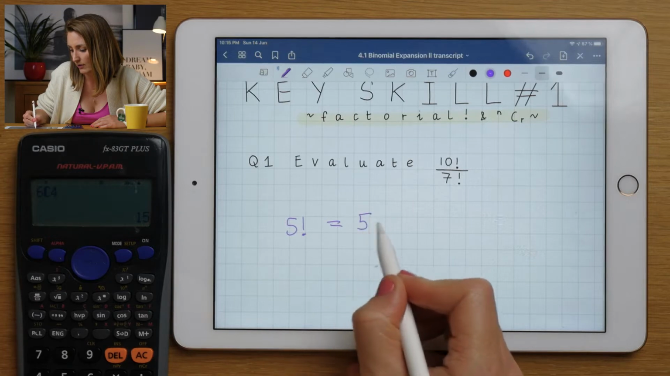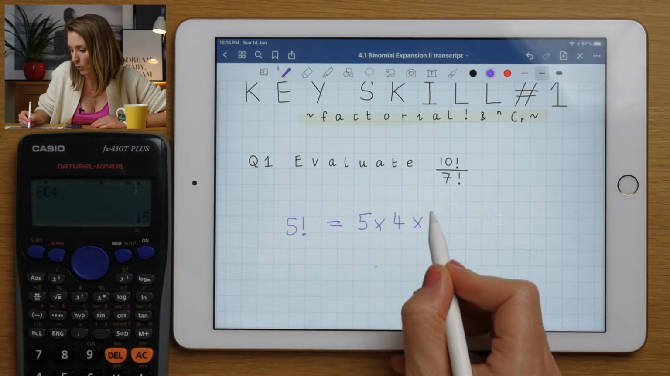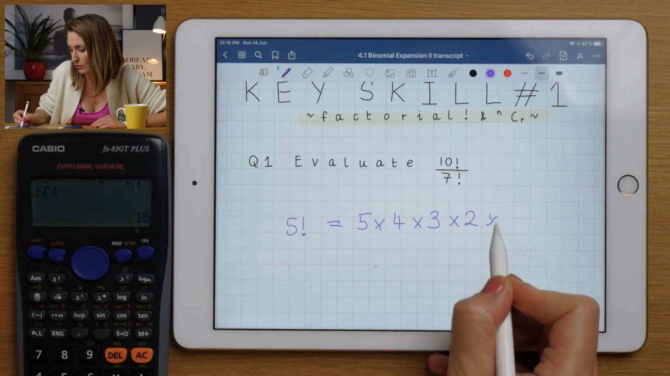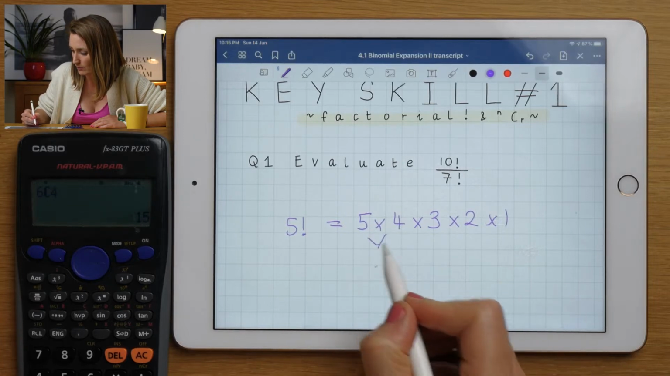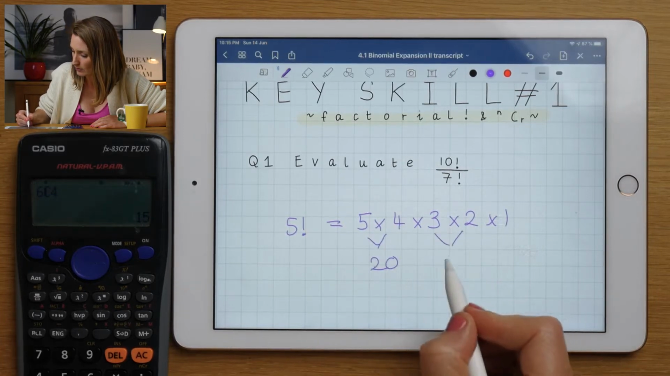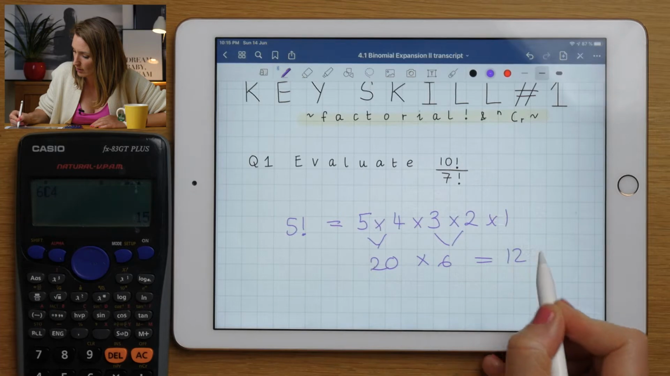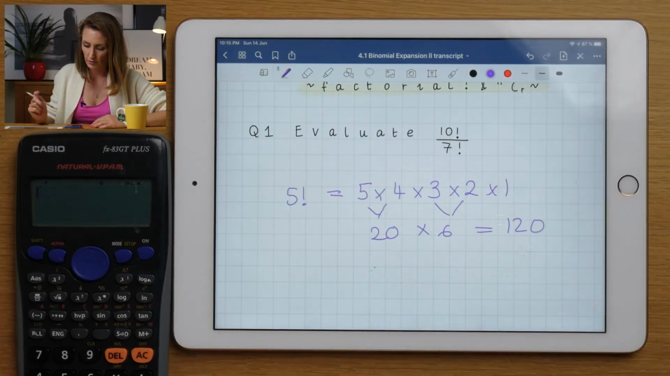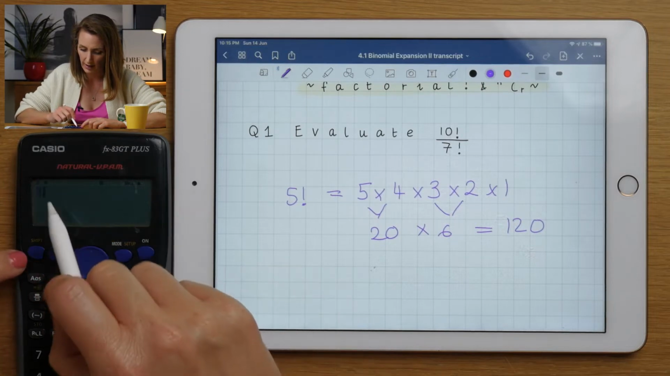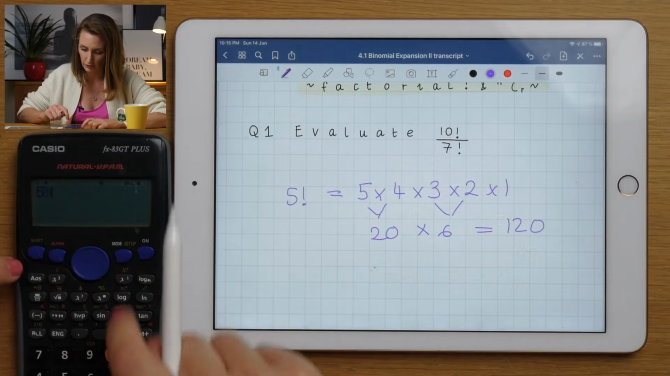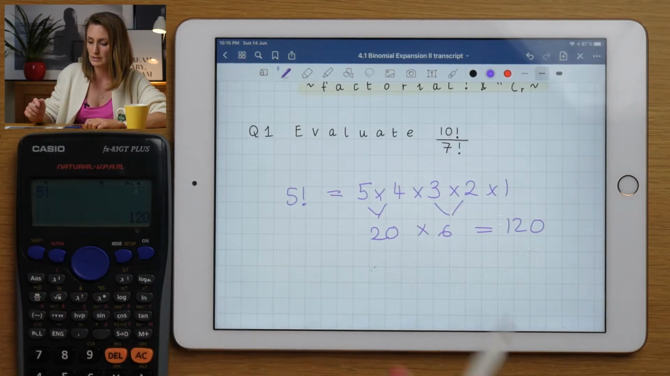Well, you start at 5 and you keep going backwards all the way until you get to 1. So 5 times 4 is 20, 3 times 2 is 6, 20 times 6 is 120. If you wanted to do it on your calculator, you would type in 5. For me, it's up here. You're looking for the little exclamation mark. So 5 factorial is 120.